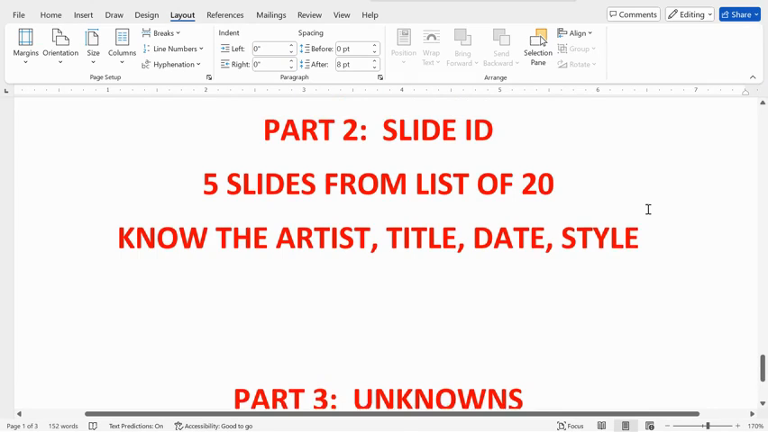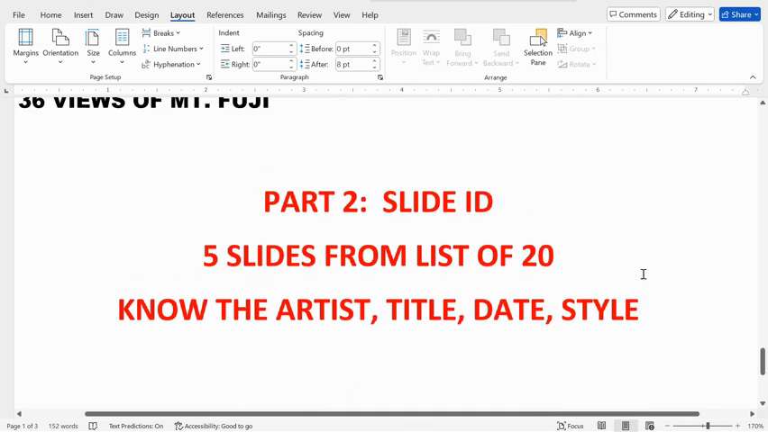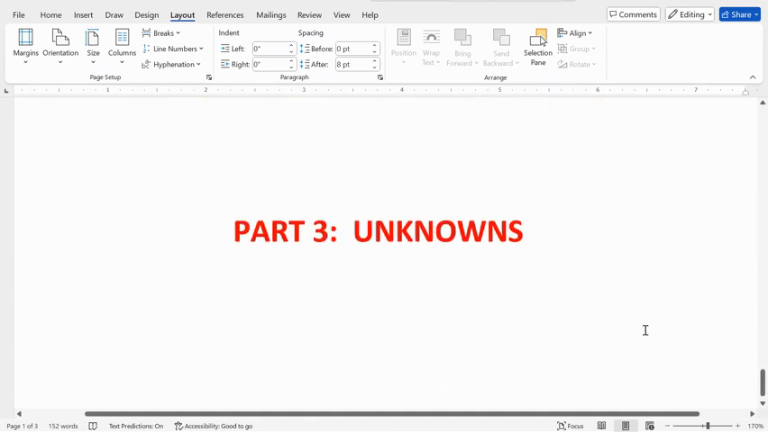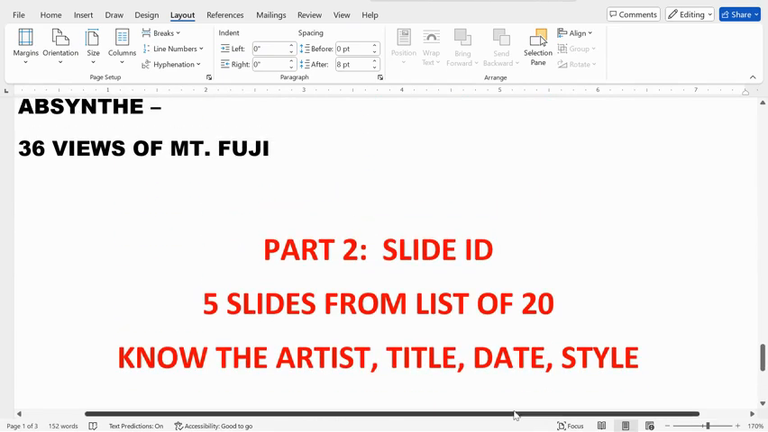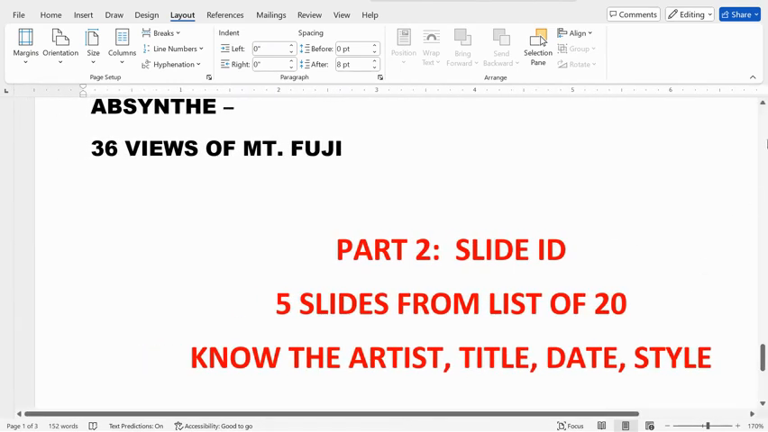But when you take the slide ID portion, memorize the 20 artworks and know the artist, the title, the date, and the style. And then you've done the unknowns before, you know what that's all about. All right, so let's go ahead and start. I have arranged these alphabetically to help you with your review.